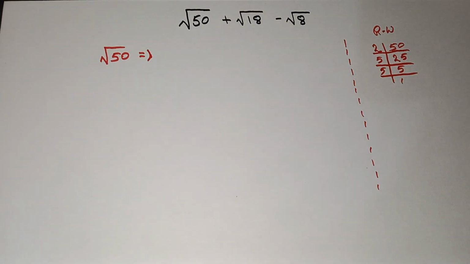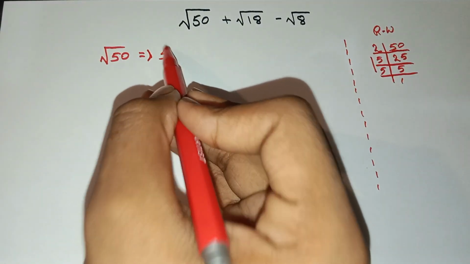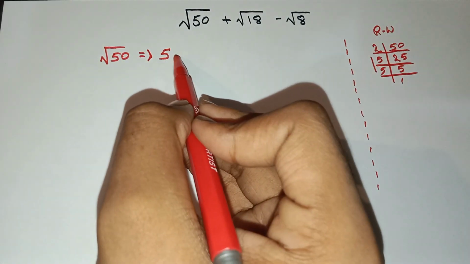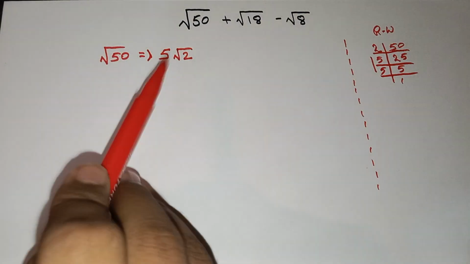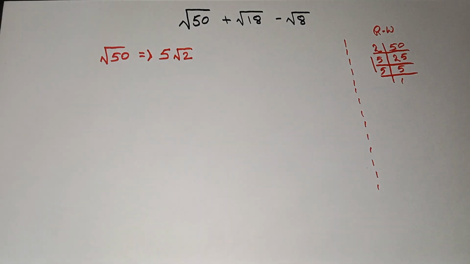LCM, you know very well if you have learned it in grades 3 to 5, is easy. What is the common? 5 is the common because it is being repeated twice. So 5 will be written alone outside, and 2 will stay under the square root. This is how we write it in individual form. This is called the individual form.